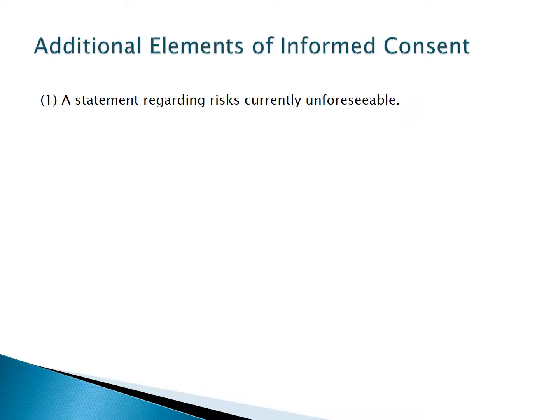There are also some additional elements. These are optional, and oftentimes they are included. And this will be up to the sponsor and the institutional review board whether they get included. The first one is a statement regarding risks currently unforeseeable. That basically just says, here are the risks that we are anticipating might happen to you, and then we know that there are things that we can't anticipate. Unforeseeable, they might also occur. So do not think that that list is all-inclusive.